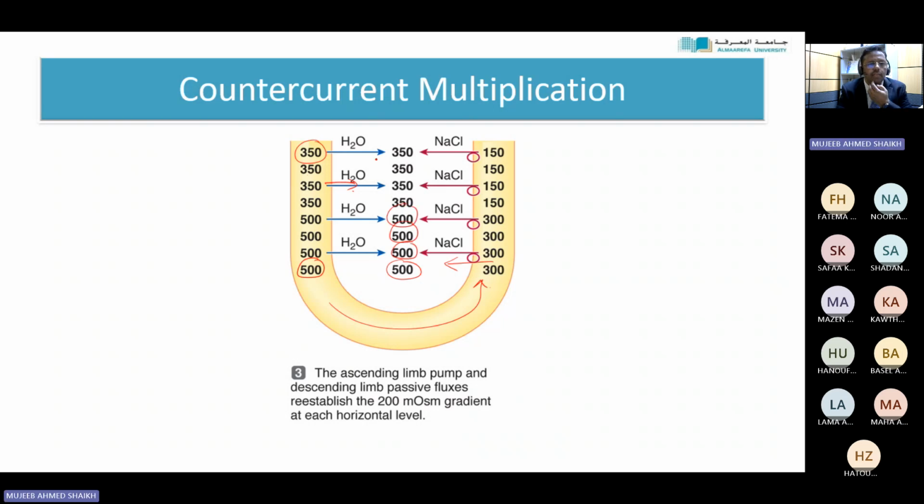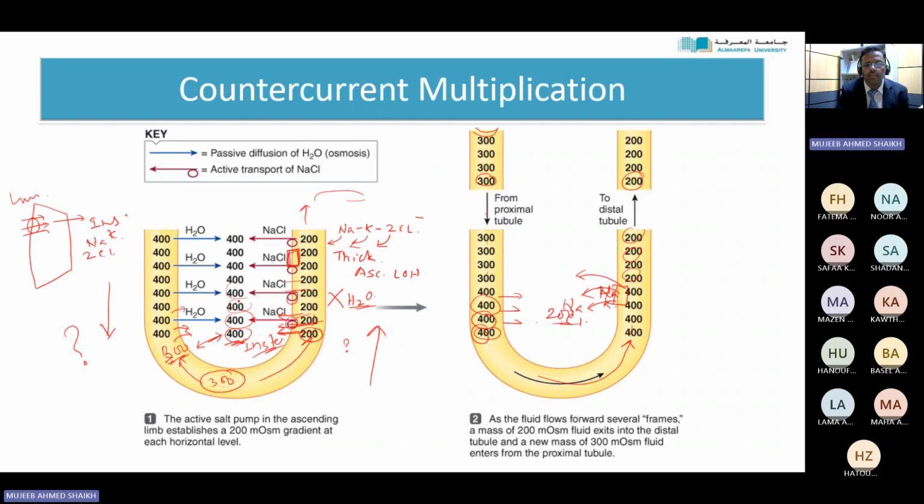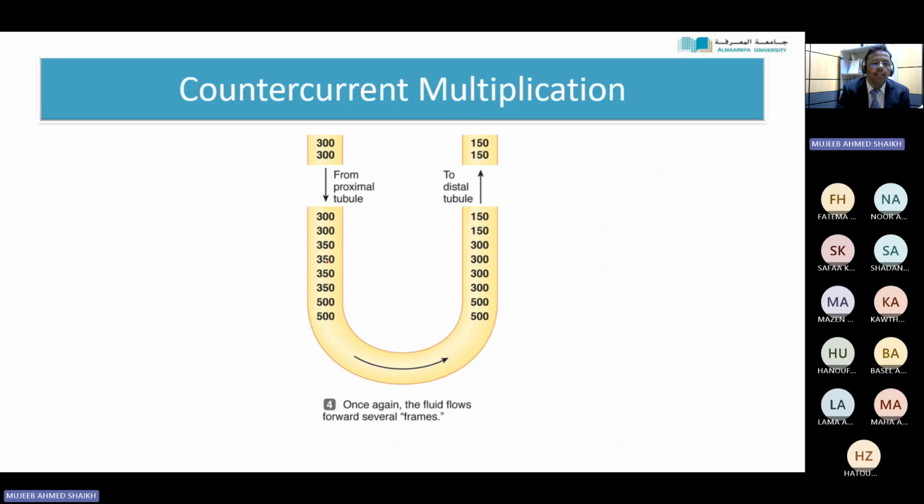But you will see that there is a difference: 350 here, 500 here again. Let's say this is cycle number 2, and this is cycle number 1. Now next is again the next cycle, cycle number 3.